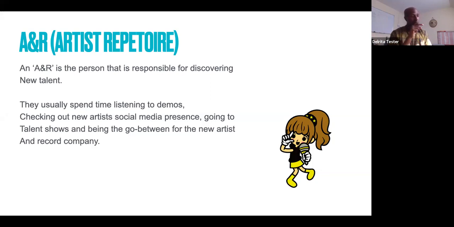The A&R's role is simply to go out and find the artists, yeah? So the A&R would normally be the person that listens to all the demos, checks out new artists on social media, checks out how many followers they got, how much engagement they got, if they've got a clear brand to what they do, if they're talented. They would go to talent shows, they would go to various shows, and they would normally be the go-between for the new artist and the record company, yeah?